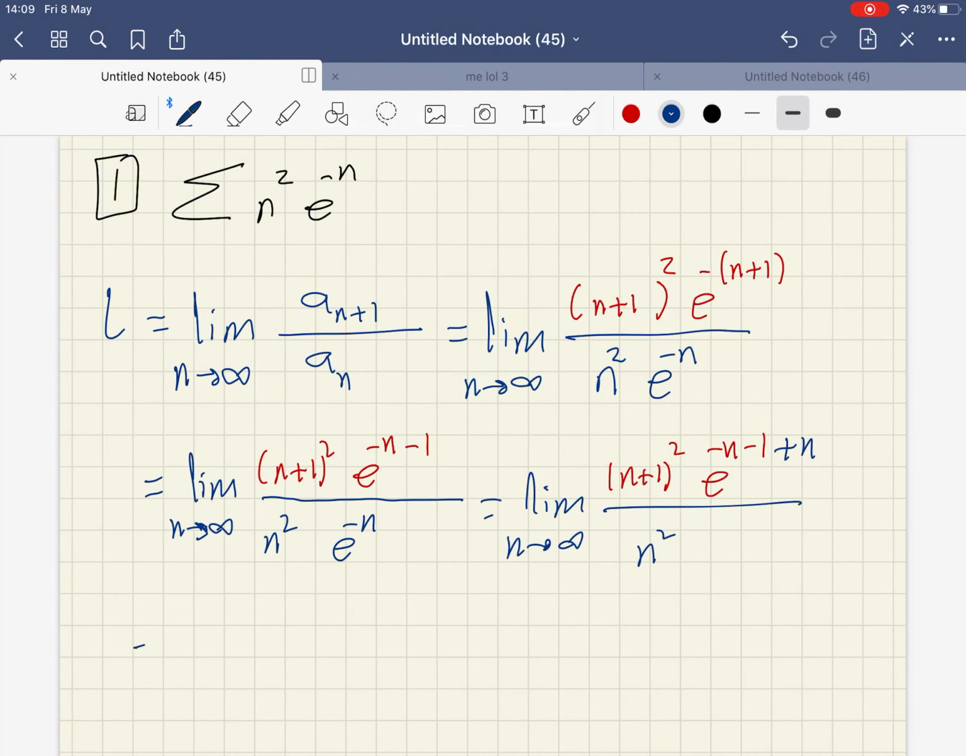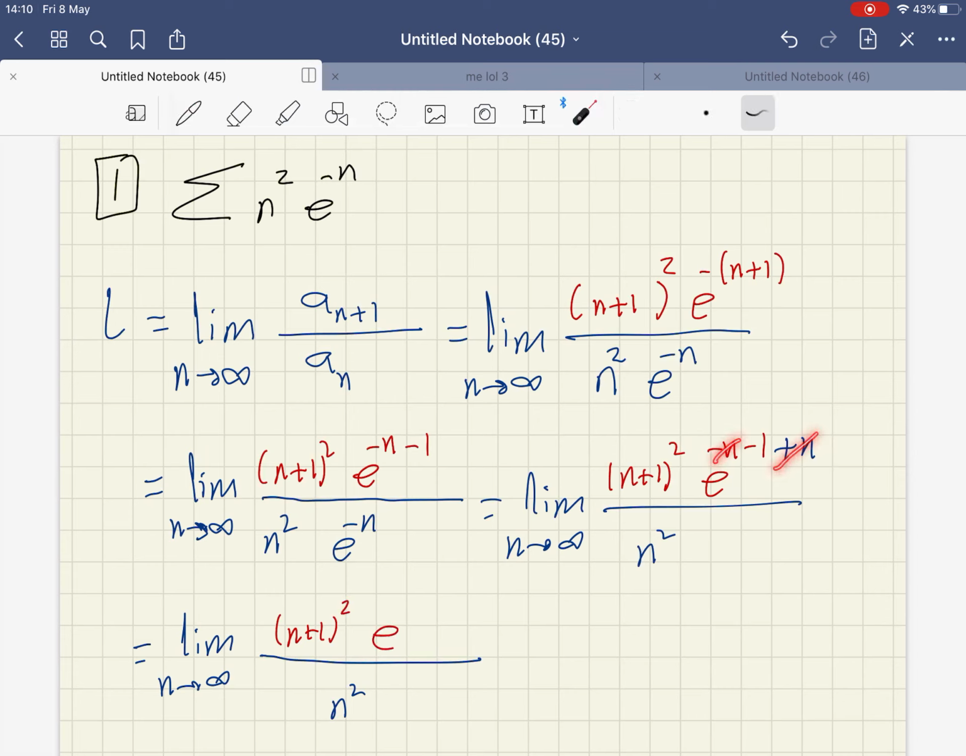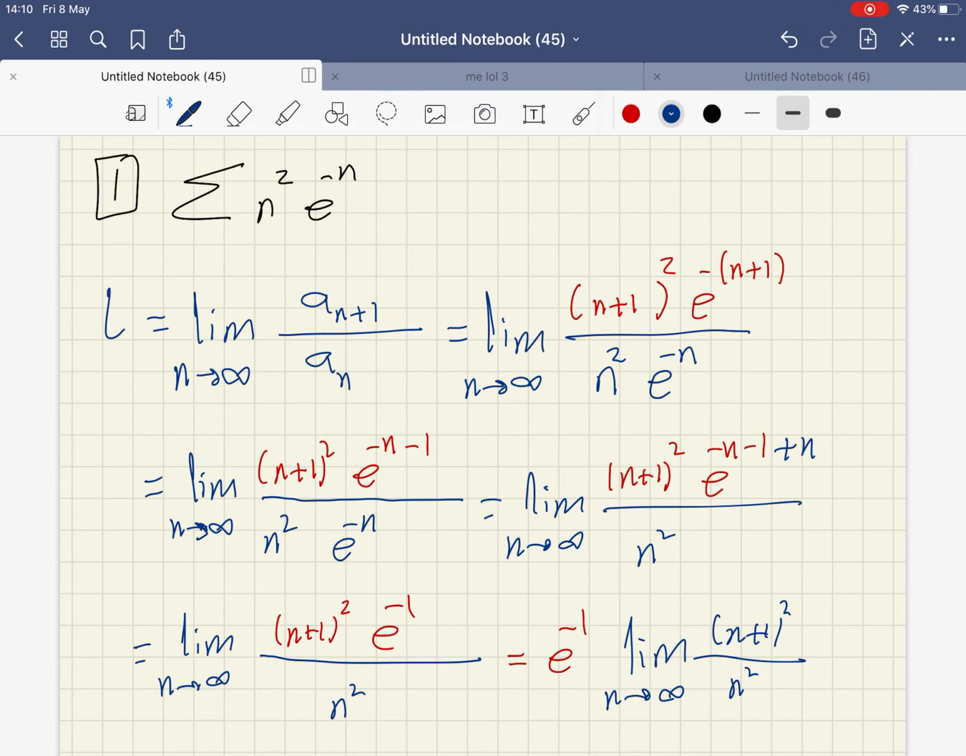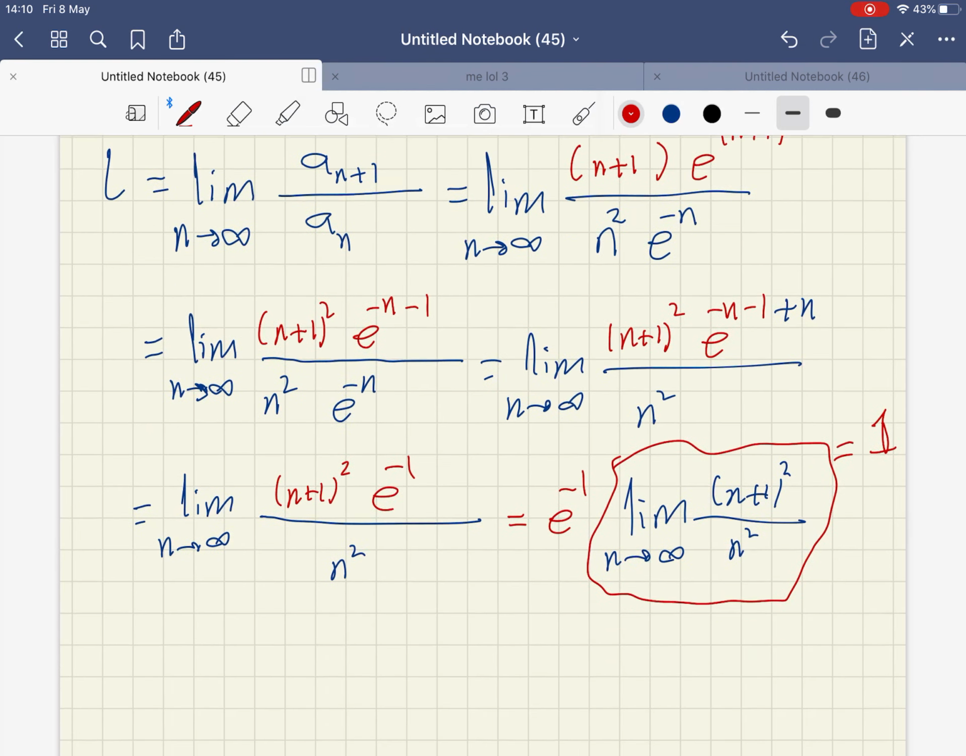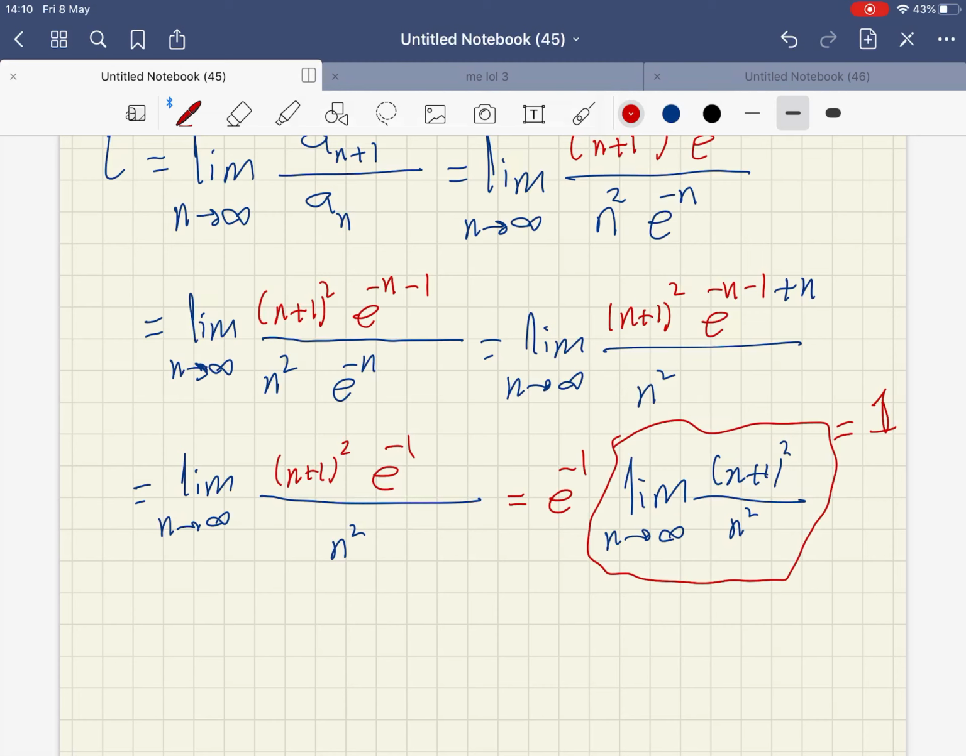We should continue. Limit as n goes to infinity of (n+1) squared over n squared, times e. Now if you do the cancellation, negative n negative 1, you just get negative 1 here, and it will go outside, and finally we get this limit. And if you do this limit at home using L'Hopital, this is an easy peasy one, it's equal to 1. Just try L'Hopital twice, you will get 1.